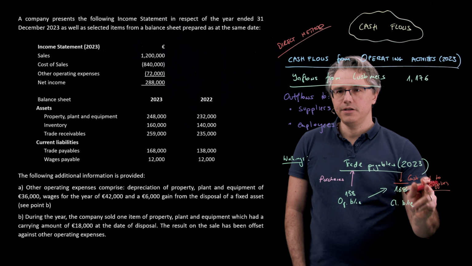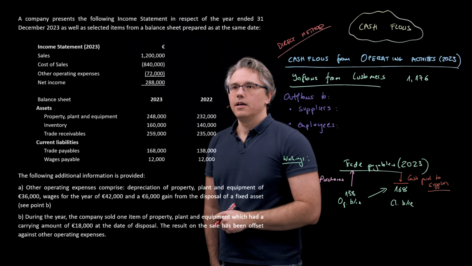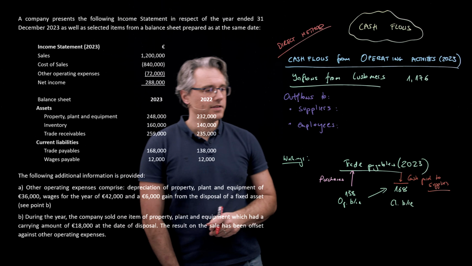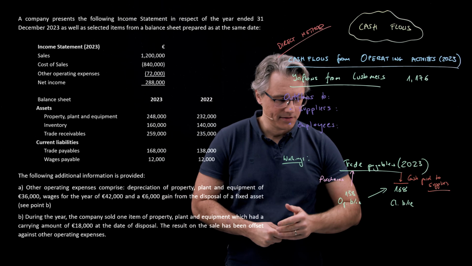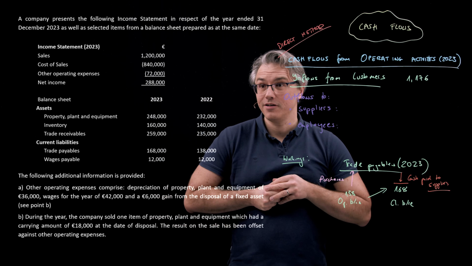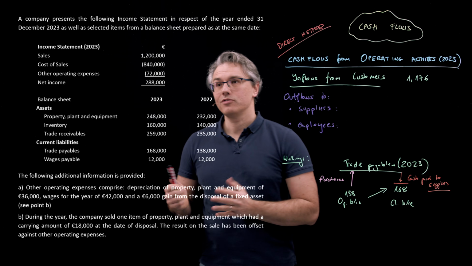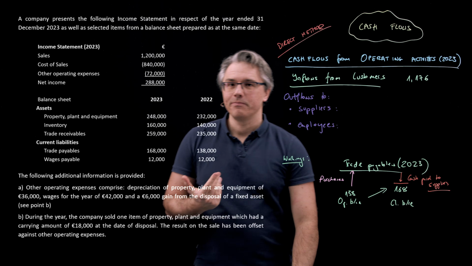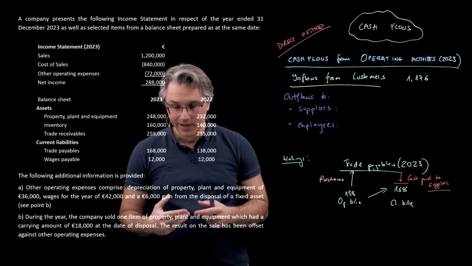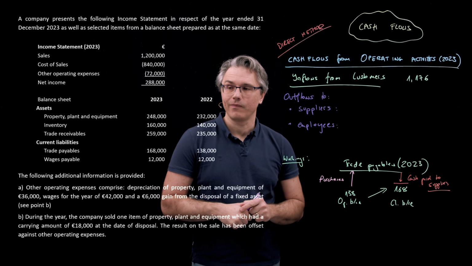And this is the figure I need to input into my cash flows from operating activities. However, in order to solve for this, I still need to know what the purchases were. And I'm not told what purchases were, unfortunately, but I can work this out by looking at the inventory account.